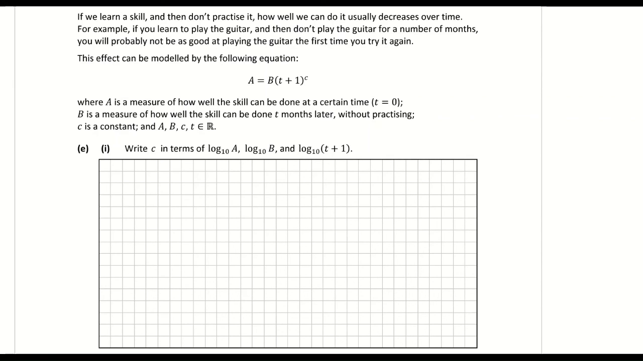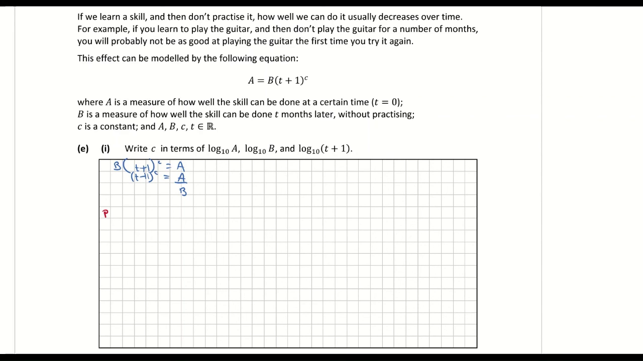Okay, so this is basically just manipulation of the function or the equation that we're given. We'll need your log tables on page 21 to answer this question. So let's begin and see what we have. So I have b times t plus 1 to the power of c is equal to a. So that's what they're giving us. Let's just isolate the t plus 1 to the power of c. That's the same as dividing across by b. So t plus 1 to the power of c is equal to a over b. Okay, so nothing major there.